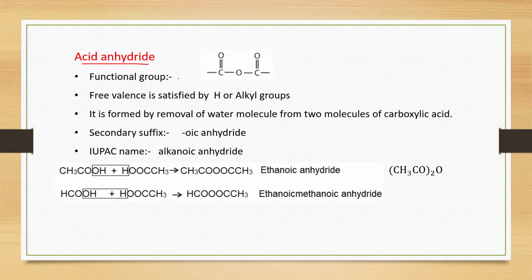Acid anhydride. Its functional group is this. Free valency is satisfied by hydrogen or alkyl groups. Actually, it is formed by removal of a water molecule from 2 molecules of carboxylic acid. Its secondary suffix is oic anhydride. So the IUPAC name is alkanoic anhydride.